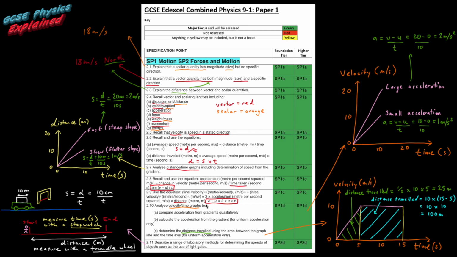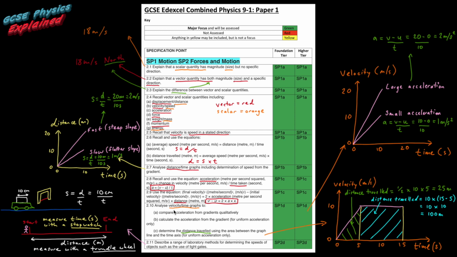Use the equation v squared minus u squared equals 2 times a times x. So this is showing you the relationship between acceleration and distance. This equation is the relationship between acceleration and time.